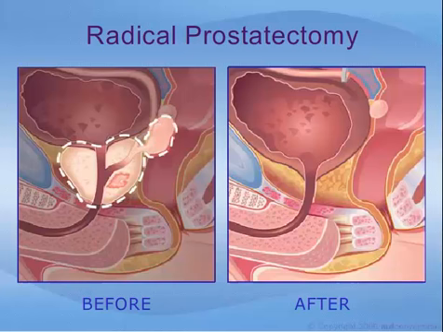This slide shows how the prostate, part of the seminal vesicles, and the ejaculatory ducts are removed, and the neck of the bladder is then sewn back to the cut end of the urine channel or urethra.